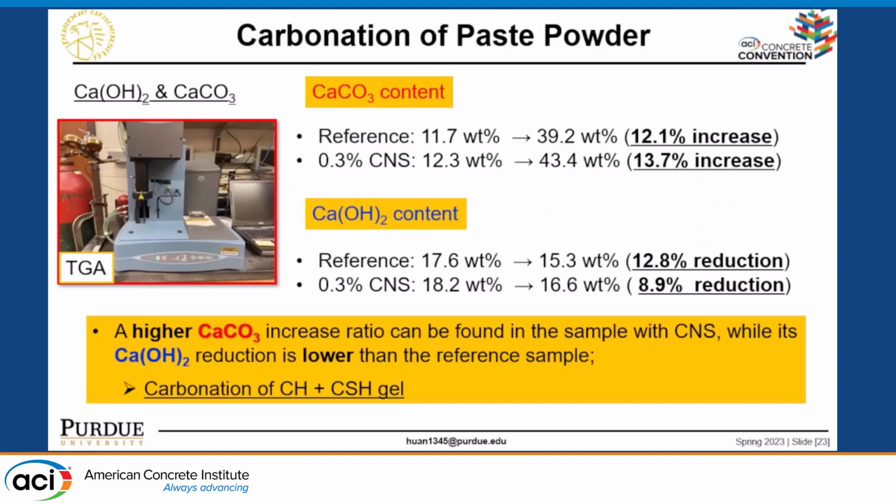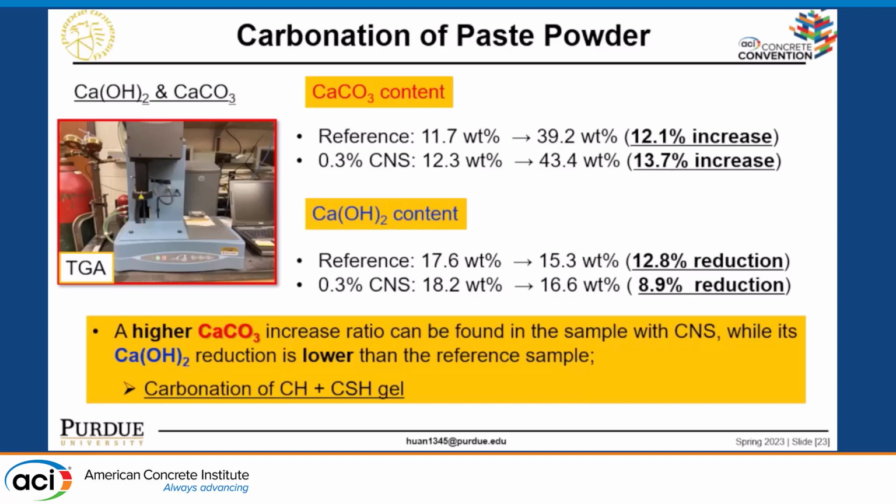And if we compare it with the sample with CNS, the incorporation of the colloidal nanosilica increased the carbonation process. As you can see, the content of the calcium carbonate was higher. The increasing ratio was higher than the reference. However, it's also interesting to find that the reduction in the calcium hydroxide was actually lower than the reference. So we believe that the increase in carbonation when we have CNS was not because of the carbonation of the calcium hydroxide, but may be due to the carbonation of the CSH gel.